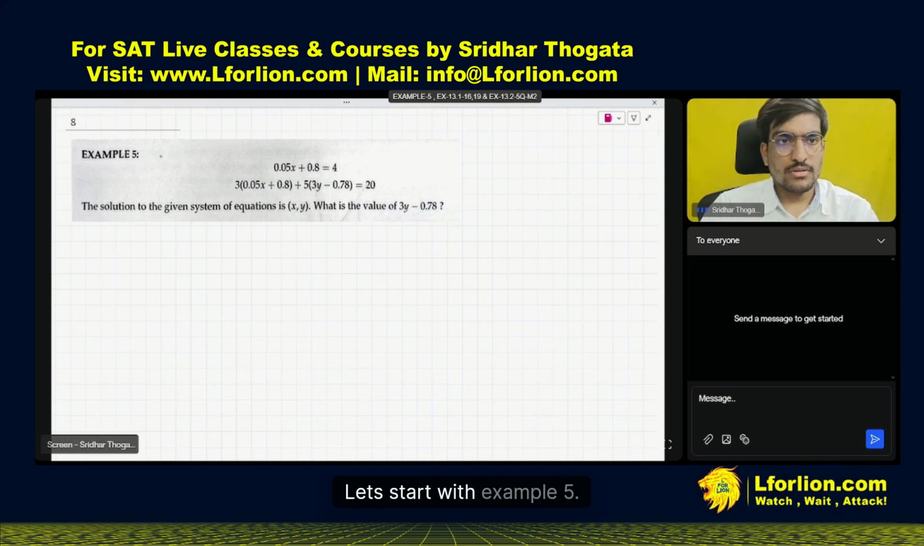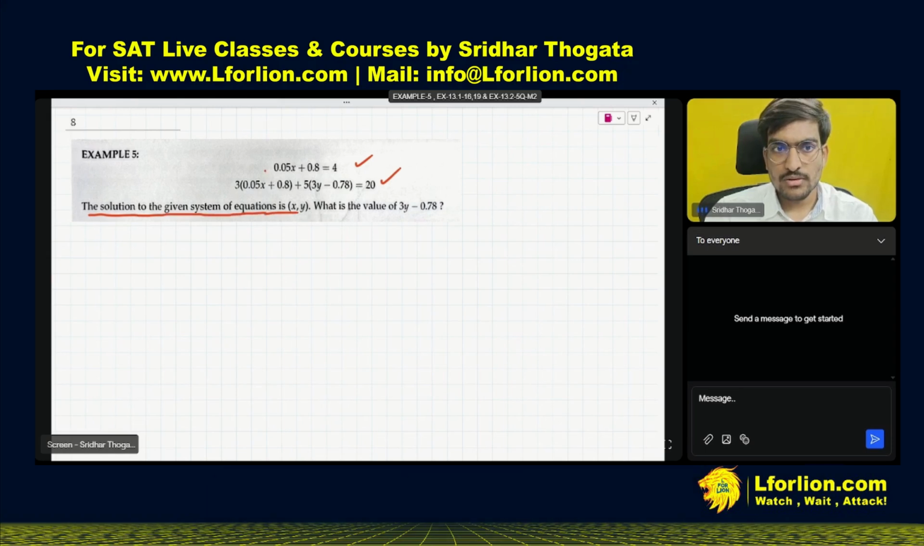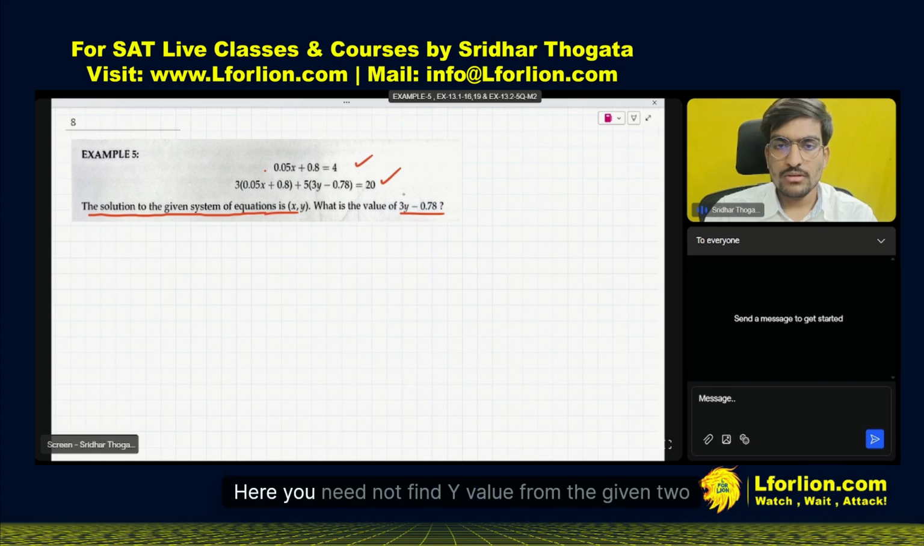Let's start with example 5. Here they given two equations. The solution to the given system of equations is x comma y. What is the value of 3y minus 0.78? Here you need not find the y value from the given two equations. That's going to be a lengthy process.